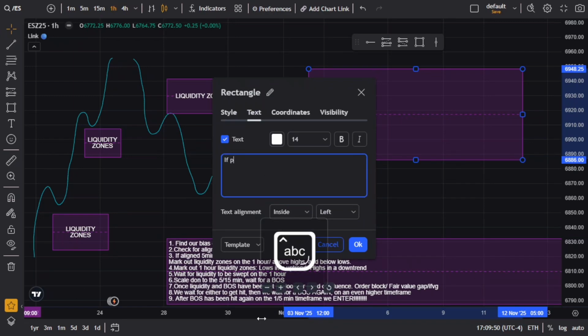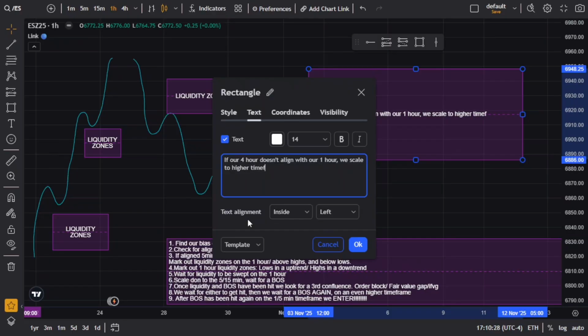Okay, I got it. If our 4-hour doesn't align, no, we don't like red squiggly lines. Sorry, this has to be correct. Doesn't align with the 1 hour. I cannot type for crap. I'm using 2 fingers, by the way. I cannot type at all. 1 hour, we scale to higher time frames. Let's do 15-minute.